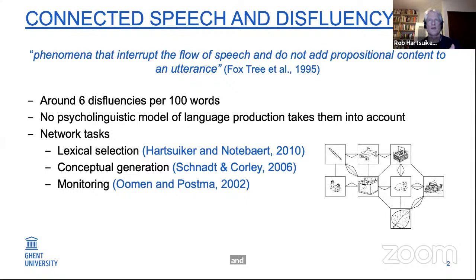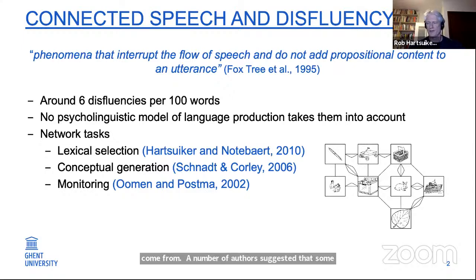We have great psycholinguistic models of language production that can account for reaction times or speech error patterns, but none of them, as far as we are aware, really take disfluency into account. Now, a number of authors have suggested that some disfluencies can be pinpointed at particular levels in the language production system, conceptualized as a sequence of processing stages. For instance, the lexical selection level, the conceptual generation level, or the level of self-monitoring the utterances.